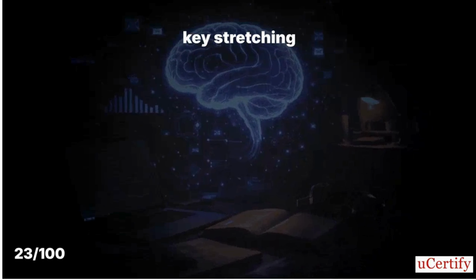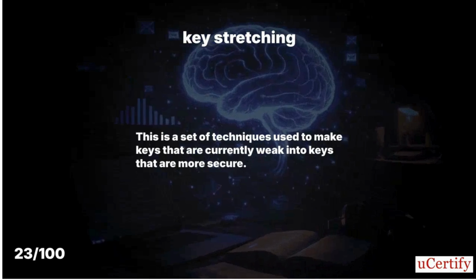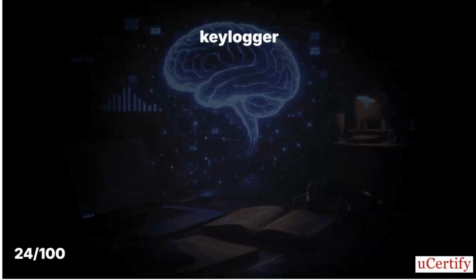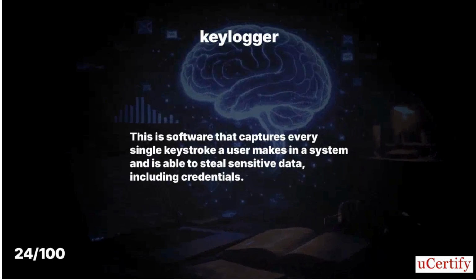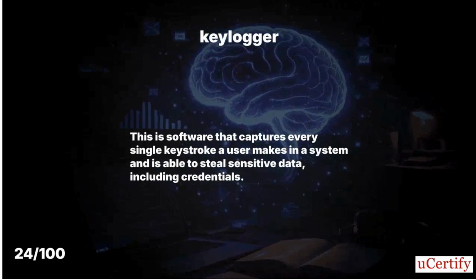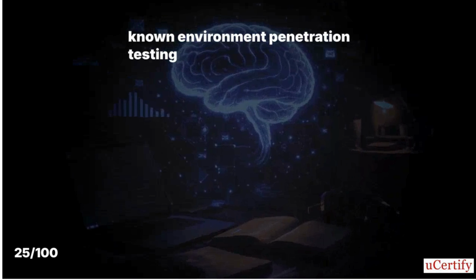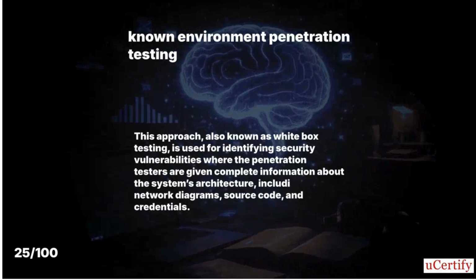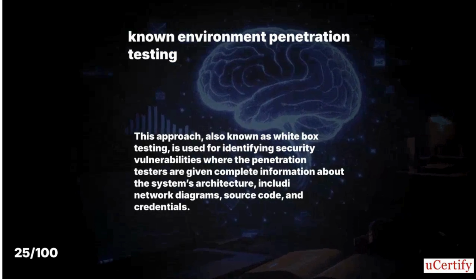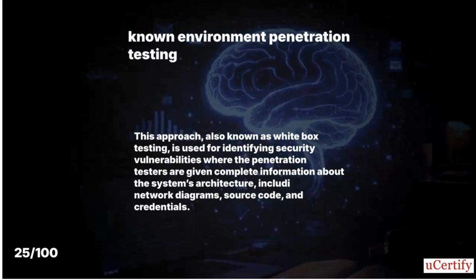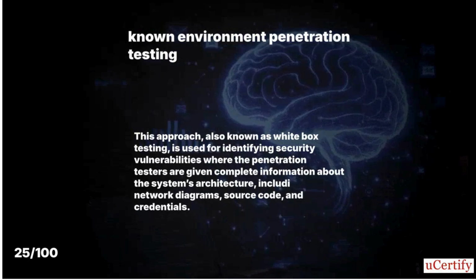Key stretching. This is a set of techniques used to make keys that are currently weak into keys that are more secure. Keylogger. This is software that captures every single keystroke a user makes in a system and is able to steal sensitive data, including credentials. Known environment penetration testing. This approach, also known as white box testing, is used for identifying security vulnerabilities where the penetration testers are given complete information about the system's architecture, including network diagrams, source code, and credentials.